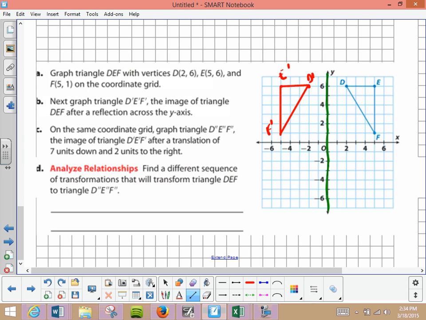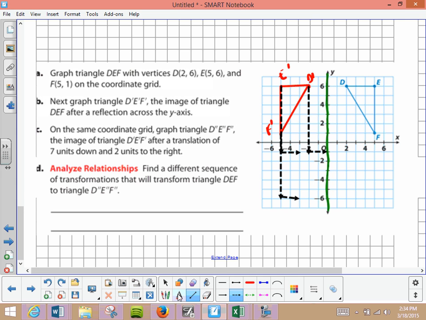On the same coordinate grid, graph triangle DEF double prime. That means you have the prime and then you have a double prime, a second one, after the translation of 7 units down and 2 units to the right. This is easy, right? All you have to do is grab a point and move it down, and then 2 to the right. So that's 1 point. And the other one is 7 down, so it's right here and 2 to the right. And the last one is 7 down right here and 2 to the right.